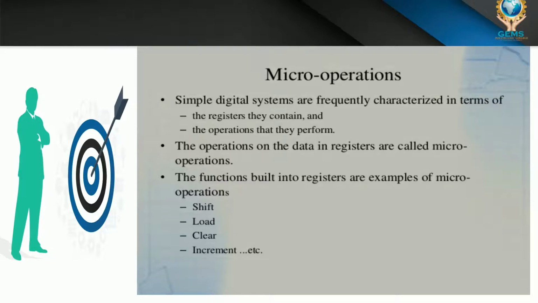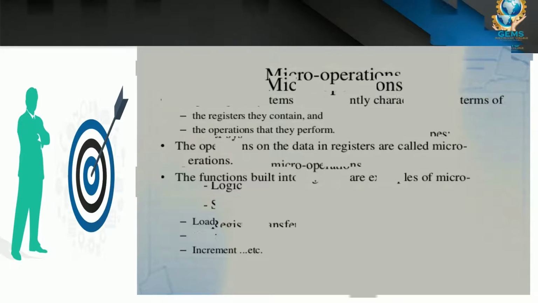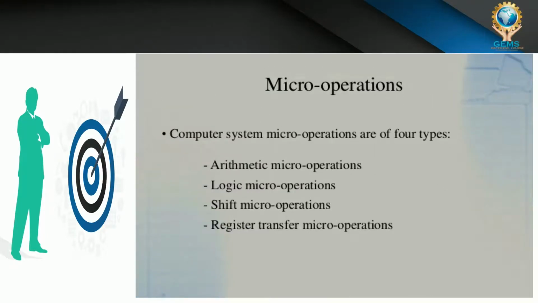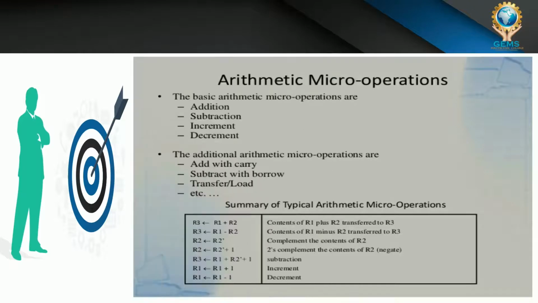We are performing some operations on that particular data. These types of operations are called micro operations. The operations we are performing on the data of registers we call micro operations. Micro operations are of different types: arithmetic operations, logical operations, shift micro operations, register transfer operations. These are different types of operations.